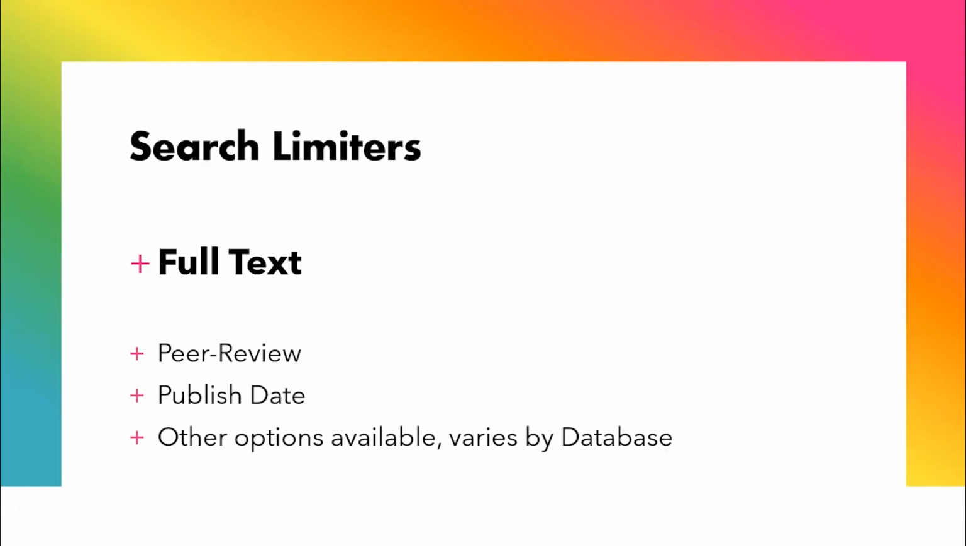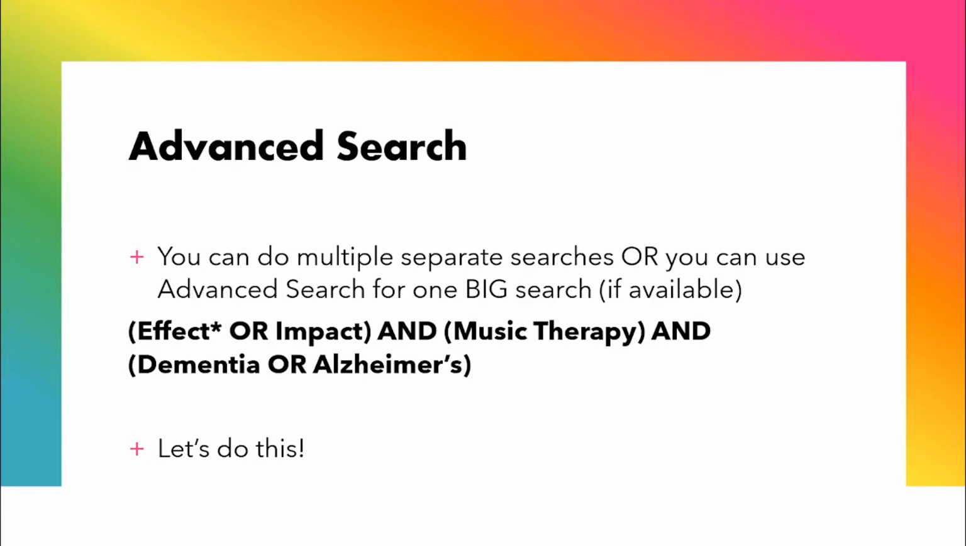Some of the other options you might use are peer-reviewed, if you need that for your assignment. Some people like to have recent articles, so you can limit the date of the article. Each database has other variations that you can use as well. Lastly, advanced search. This is so that you can do multiple basic searches and then mix and match your keyword searches, or you can combine all of the words together. So let's go ahead and try this out.